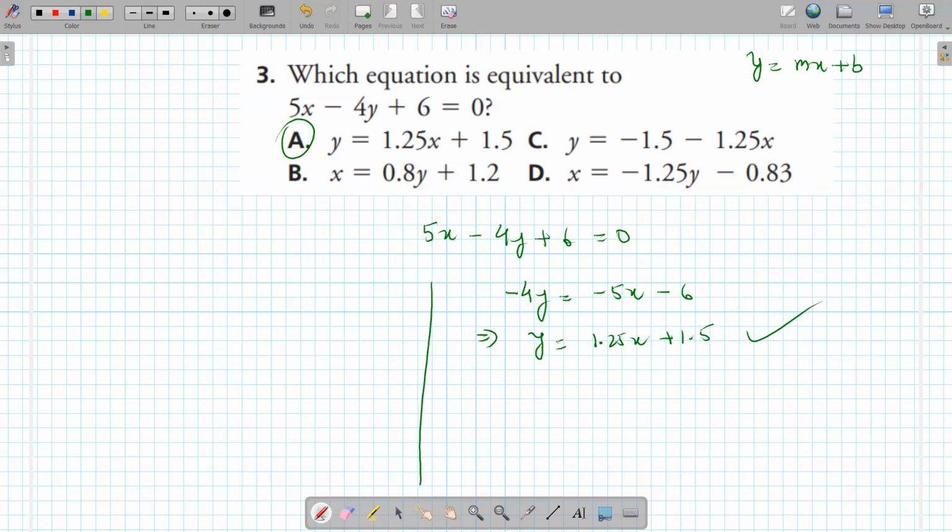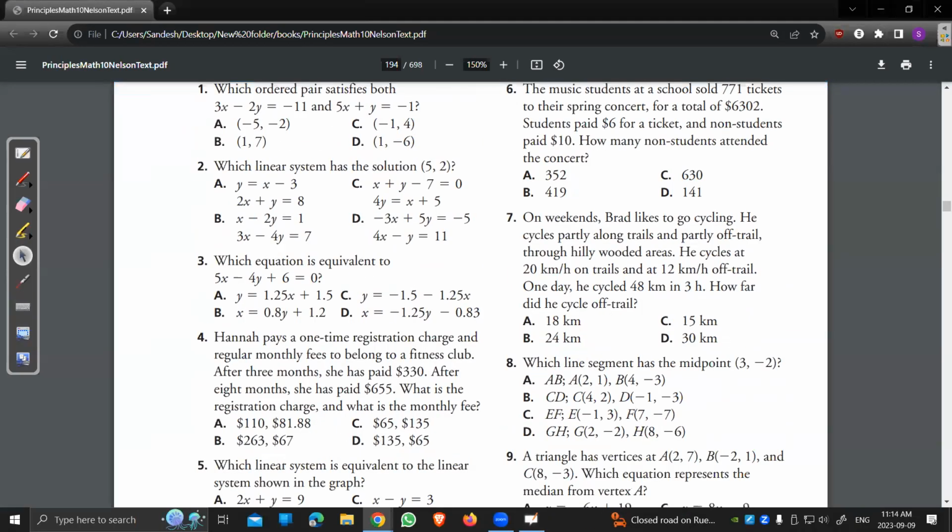What about if you wanted to isolate for x? You don't usually do this, but here some of the options are isolating for x. So if you isolate for x, you would add 4y, so it becomes 5x equals 4y and you would subtract 6 like that. Next, you divide both sides by 5. 4 over 5 is 0.8. 6 over 5 is 1.2. Notice how that's none of the options. This one has a plus, should have been minus, but that's how you'd isolate for x. It's pretty easy. Isolating, you just move everything to the other side.